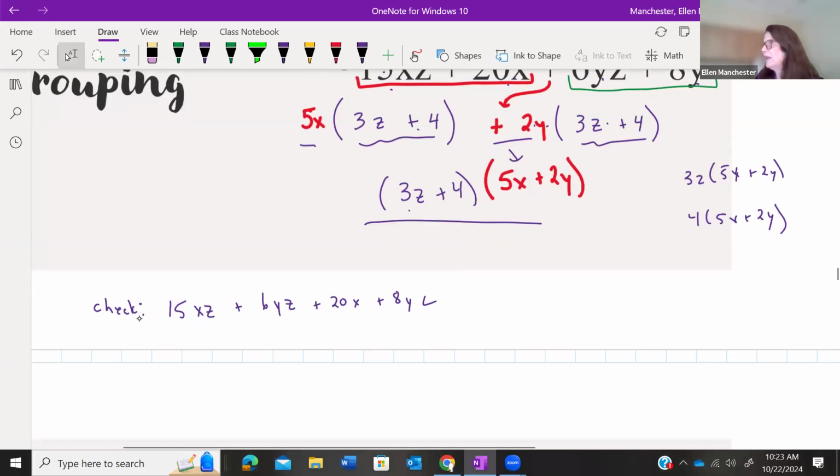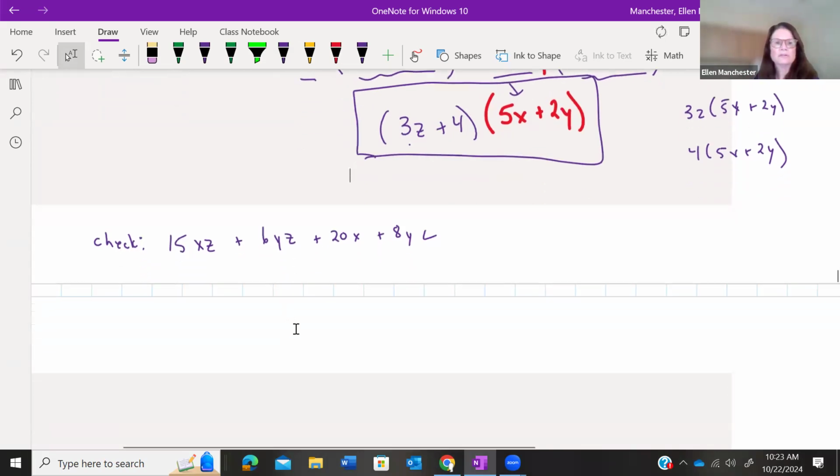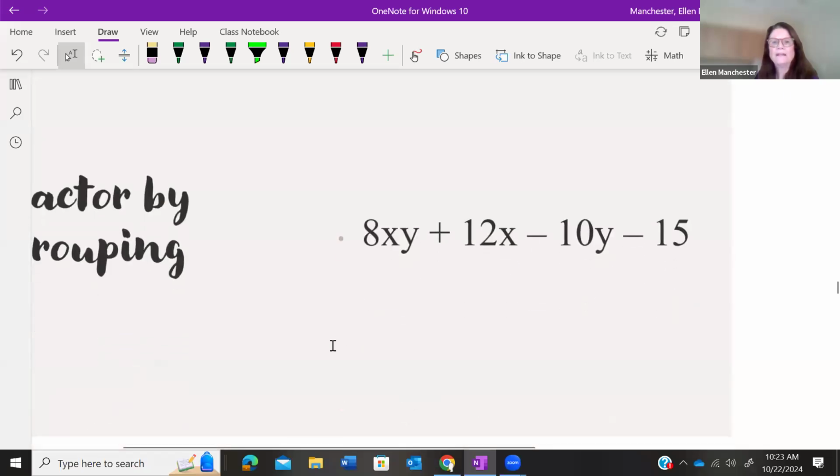So doing that check, and again, you can do the checks mentally. You don't have to write it down, but it does help build your confidence because you were able to factor it out and then put it back together and you get the original equation. All right, here we go.